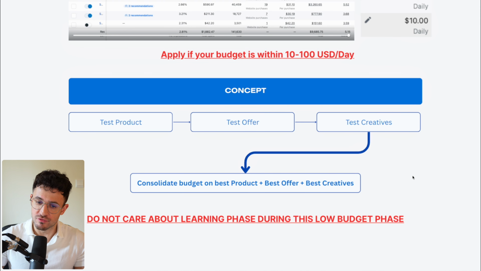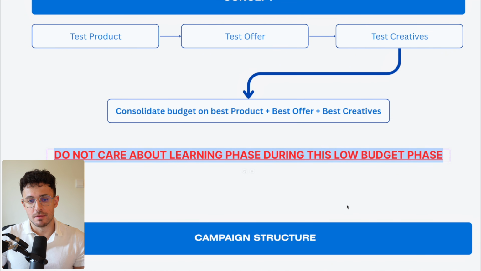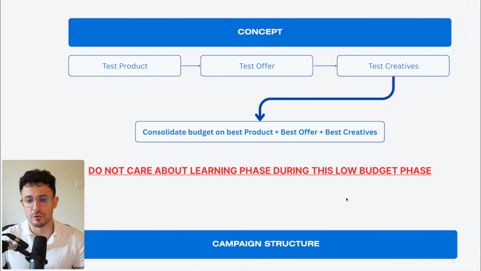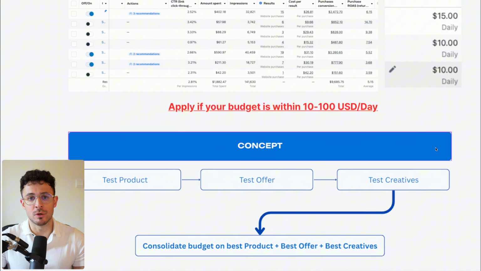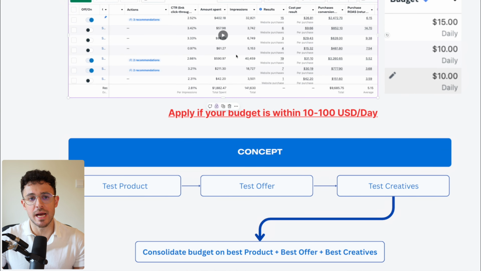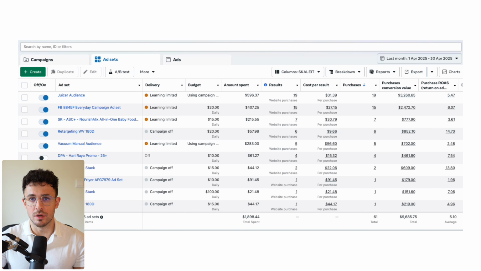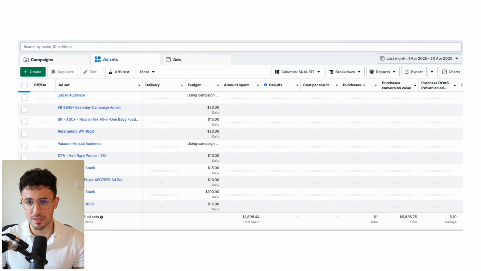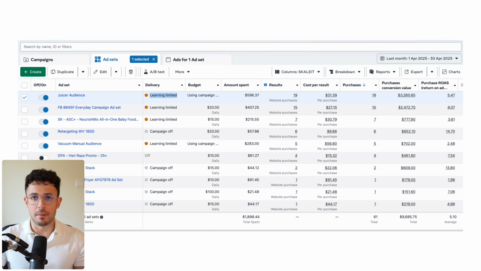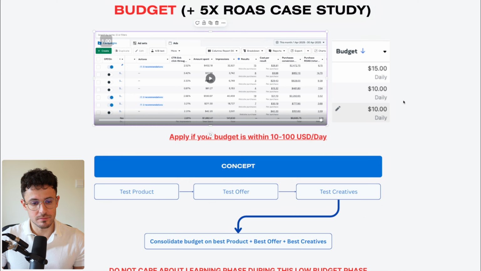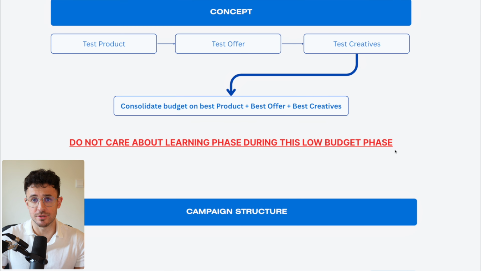But one thing which is very important is that during this phase, you don't have to care about the learning phase, because it will be basically impossible for you to exit the learning phase with a low budget, because you need like 50 creatives. All the ads that you see here, guys, they are all in learning limited. And as you can see, we still get 6x, 14x, 9x return on the ad spend. So it's not going to be a problem to be in learning limited, okay? Cool. So let's jump into the actual strategy and campaign structure itself.